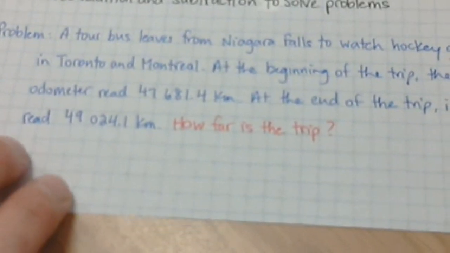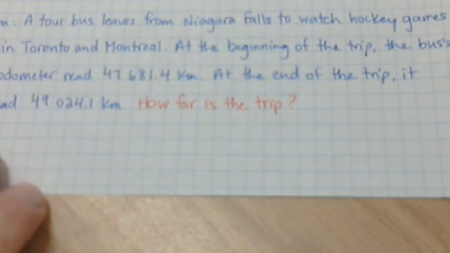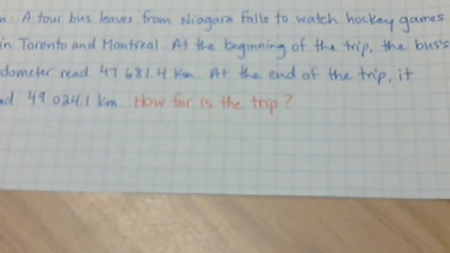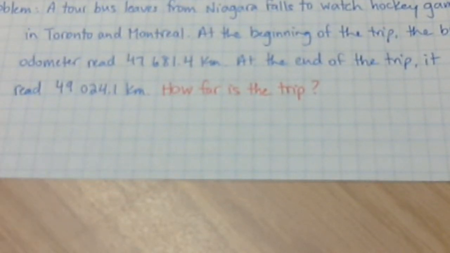So the problem that we are going to be looking at is that a tour bus is going to leave from Niagara Falls to watch hockey games in Toronto and Montreal. Now, at the beginning of the trip, the bus's odometer reads 47,681.4 kilometers. At the end of the trip, it reads 49,024.1 kilometers. So, the main question that we're asking ourselves today is, how far is the trip?